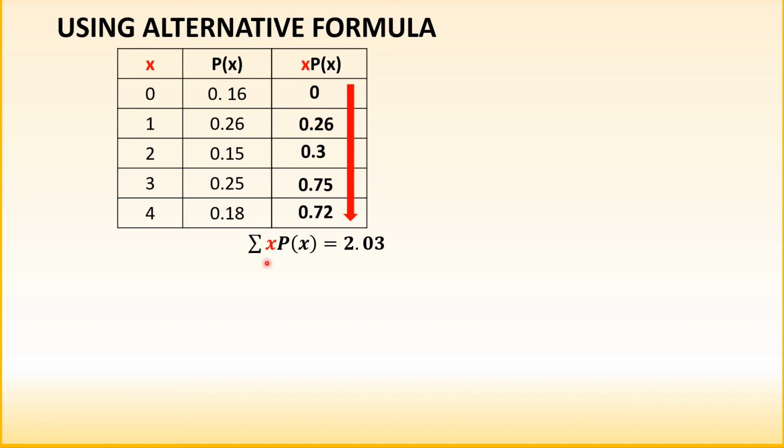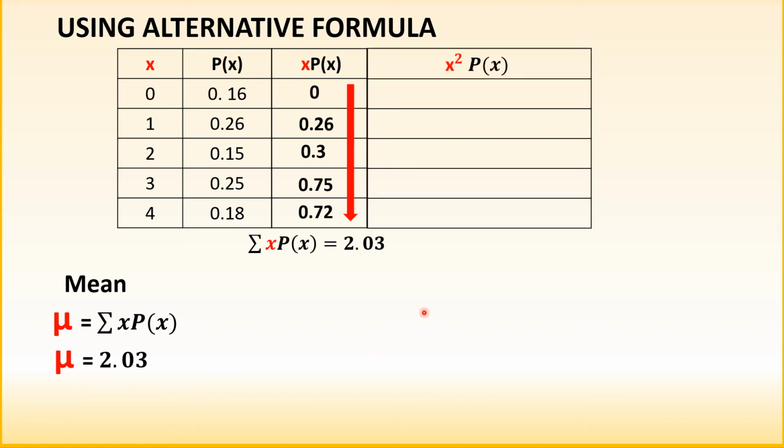So, since meron na tayong value dito ng summation ng outcomes times the probability of outcome X, so kung anong value nito, yun din ang mean natin. Substitution lang tayo. So, mean is equal to 2.03. Let's go to the third table. So, x squared times the probability of outcome X. So, yung dalawa, multiply natin. Pero bago tayo mag-multiply, dapat naka-squared si X. So, we will have now 0 squared is 0 times 0.16 is equal to 0.